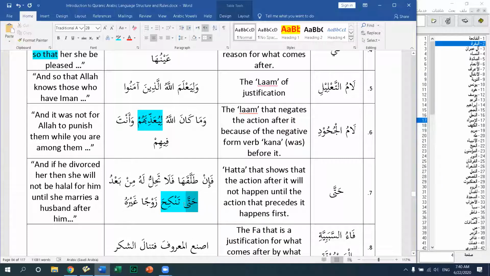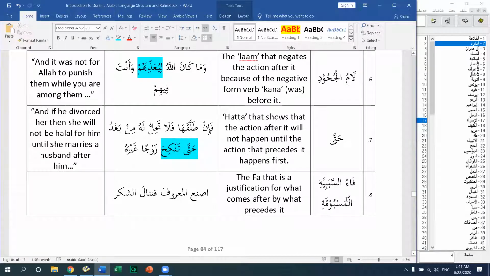All I needed was hatta. So we say hatta tankiha, it's mansub. So we do the analysis. We say hatta تدخل على الفعل المضارع فتنصبه. تنكح فعل مضارع منصوب وعلامة النصب الفتحة على آخره.